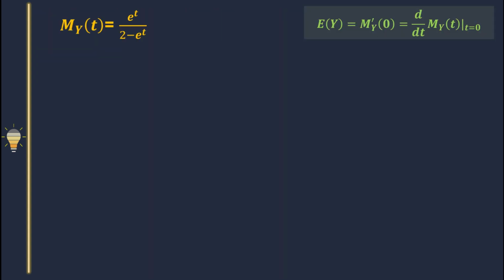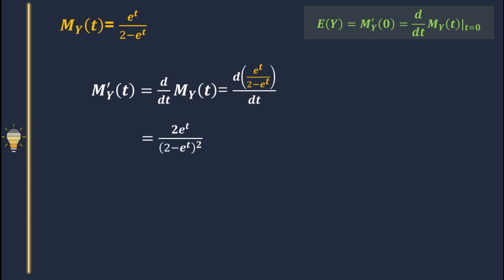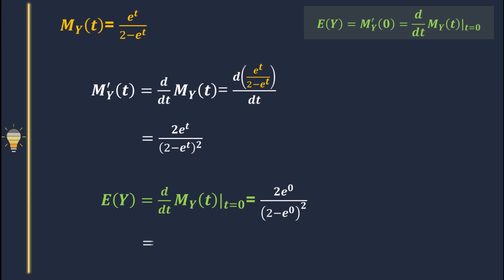Now I need to find the first derivative of this moment generating function. You know how to get the derivative. Using the quotient rule, you can get the derivative, which is 2e^t over (2 minus e^t) to the power 2. Then how do we find the expected value of Y? Yes, by the definition, we plug t equals 0 into the first derivative. Therefore, the expected value of Y is 2.